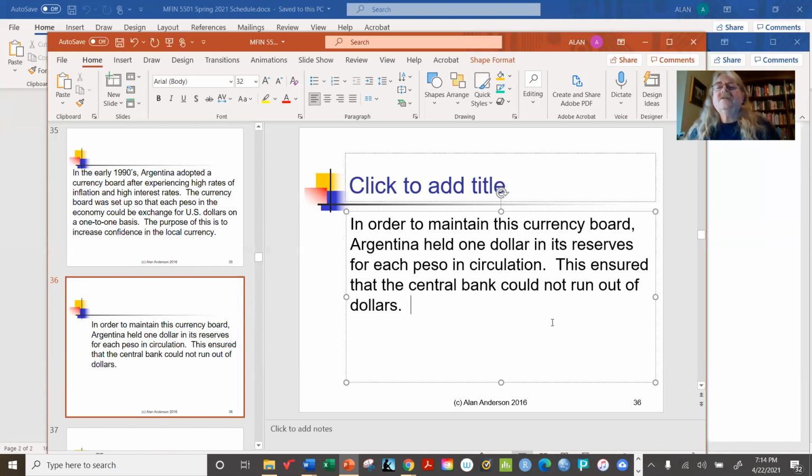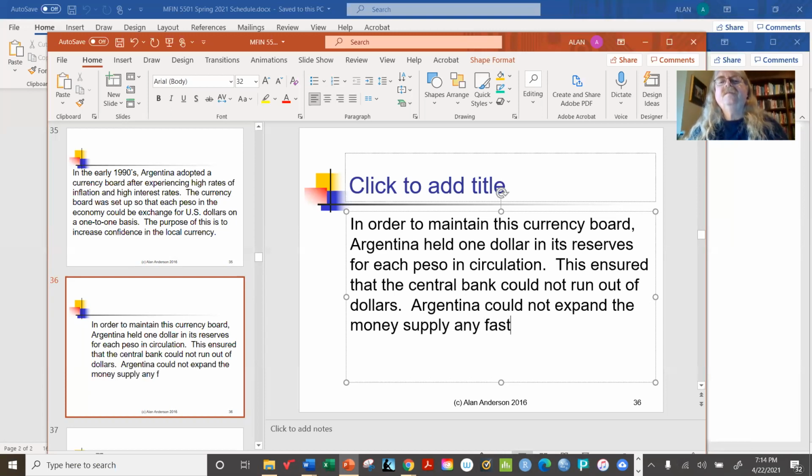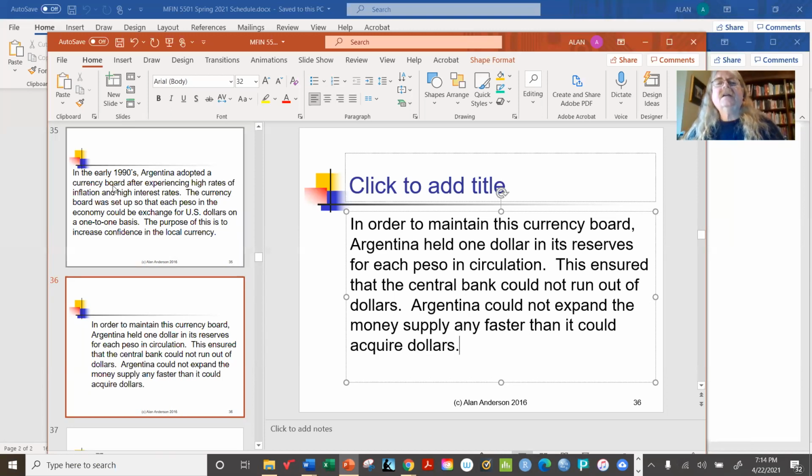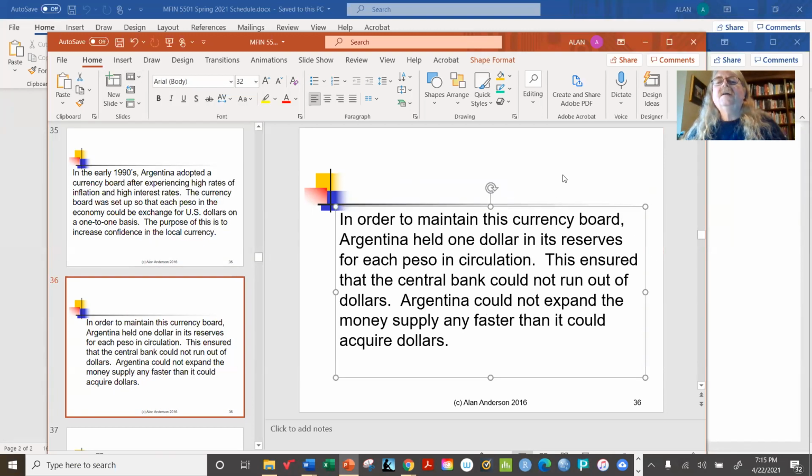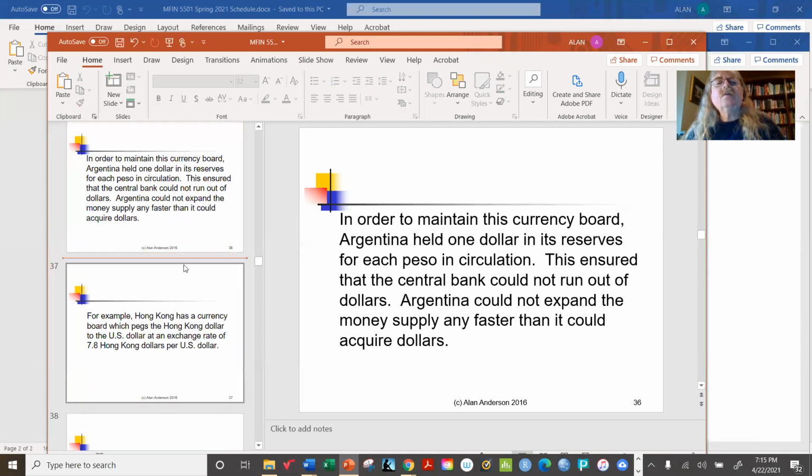It's really, in a lot of ways, not much different than the gold standard, in the sense that with the gold standard, you can't expand the money supply beyond the gold you actually have. And here, Argentina could not expand the money supply any faster than it could acquire dollars. So it sounded like a good setup. Now, keep in mind, though, that this is often a last resort. Countries that go to a currency board usually are in a lot of trouble already. And so what happened with this one is it worked well for a while.